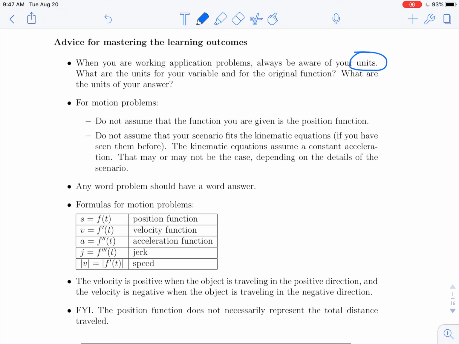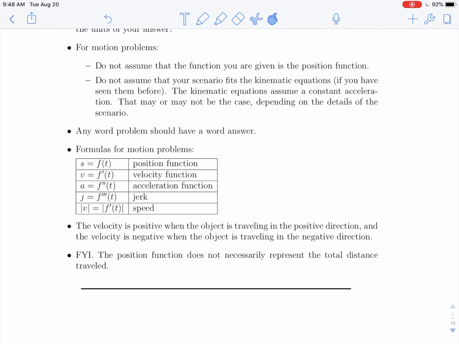Also, do not assume that your scenario fits the kinematic equations if you've seen them before. The kinematic equations assume a constant acceleration. That may or may not be the case depending on the details of the scenario. So again, read the problem carefully. Also, any word problem should have a word answer.